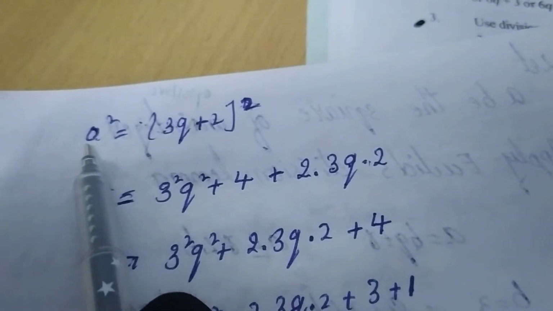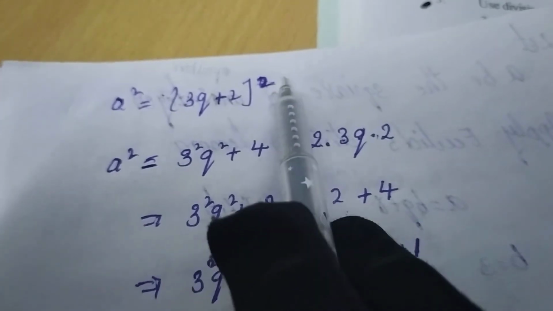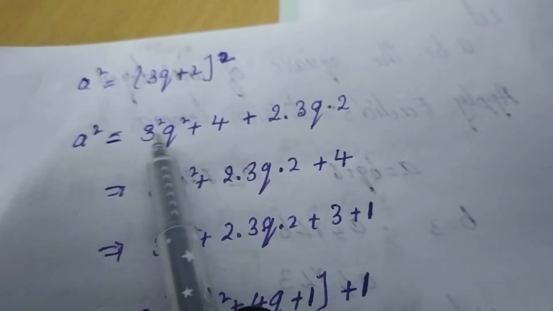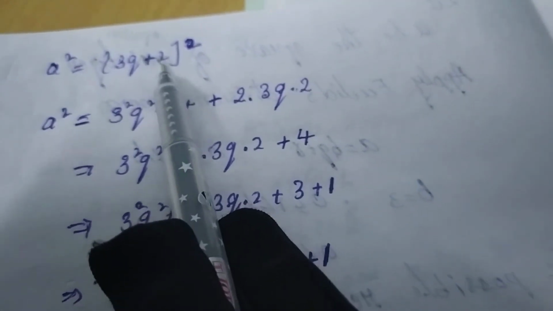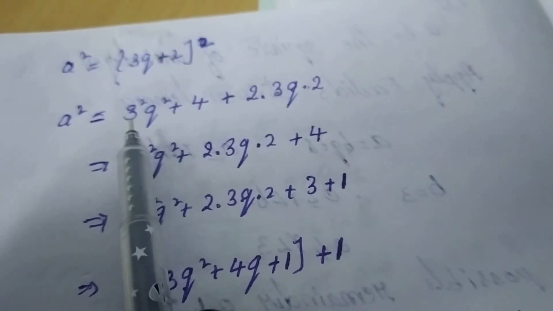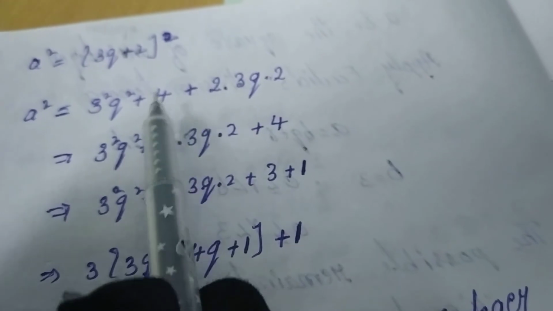Third one: a square is equal to (3q plus 2) whole square. Here also we are applying the (a plus b) whole square formula. What is a square? 3 square q square, plus b square. What is b square? 2 square, 2 square is 4, 2 twos are 4. Plus 2ab. What is a? 3q. What is b? 2. 3 square is as it is. Just we have to write the number, last number first and second number last.